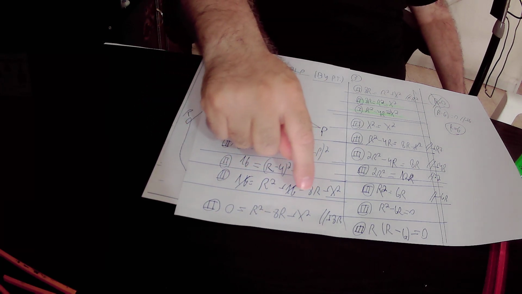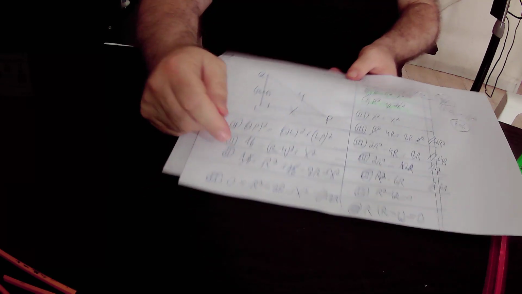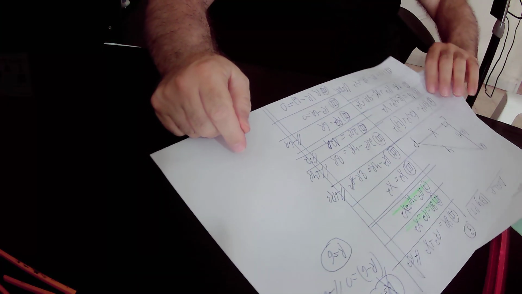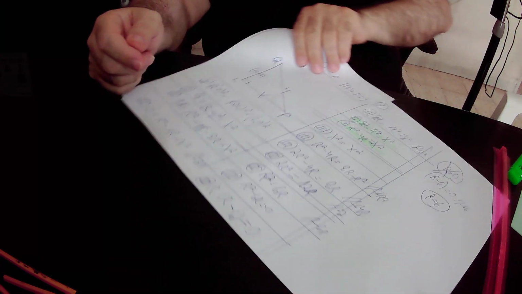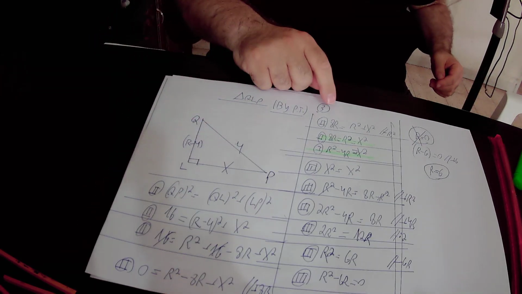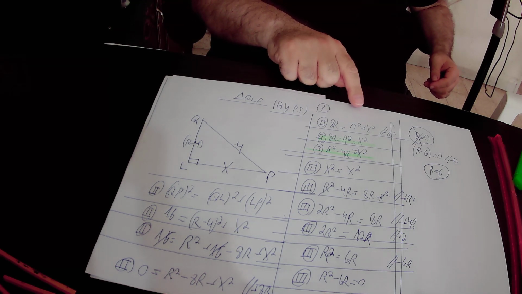So here we added 8R to equation number 2, and we found out that according to equation number 2, 0 plus 8R is 8R. On the other side of the equation, we have R square plus X square.